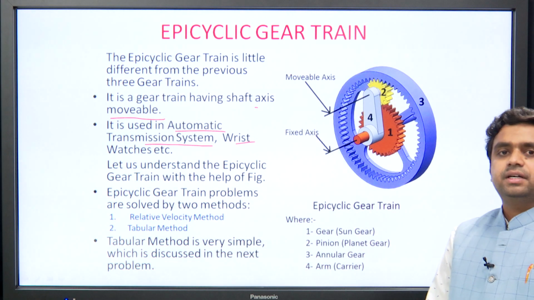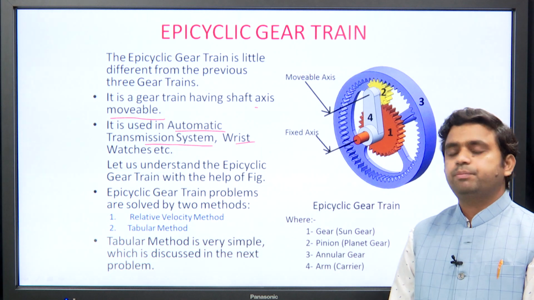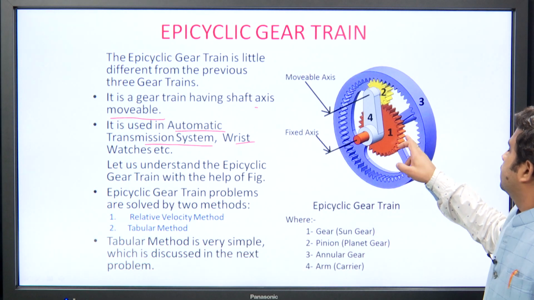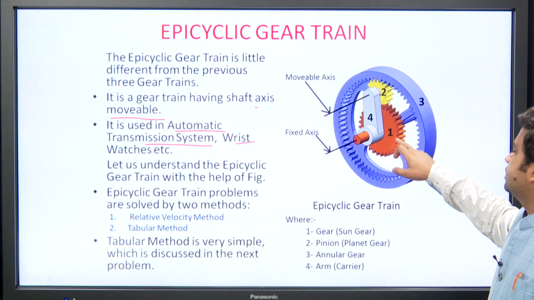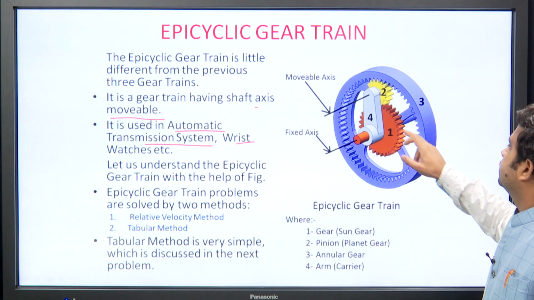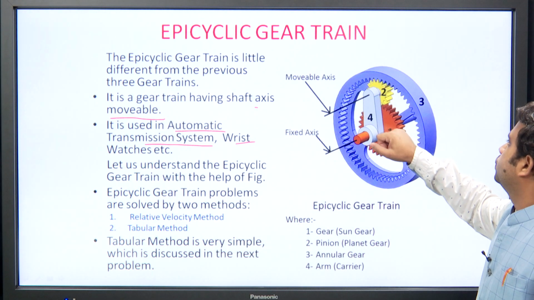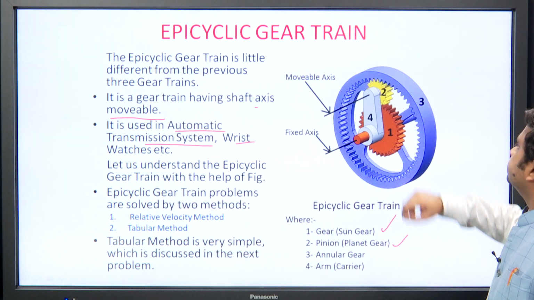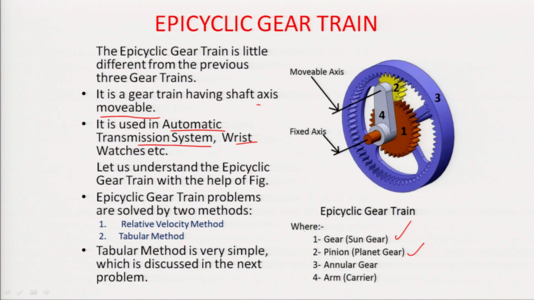Now, let us understand the epicyclic gear train with the help of the figure. In this figure, there is a gear 1 that is known as the sun gear, as it is in the center position of the gear train. This gear 1 is in mesh with gear 2, which is known as the planet gear, and these two gears 1 and 2 are kept in mesh together with the help of a carrier 4, that is also known as the arm.